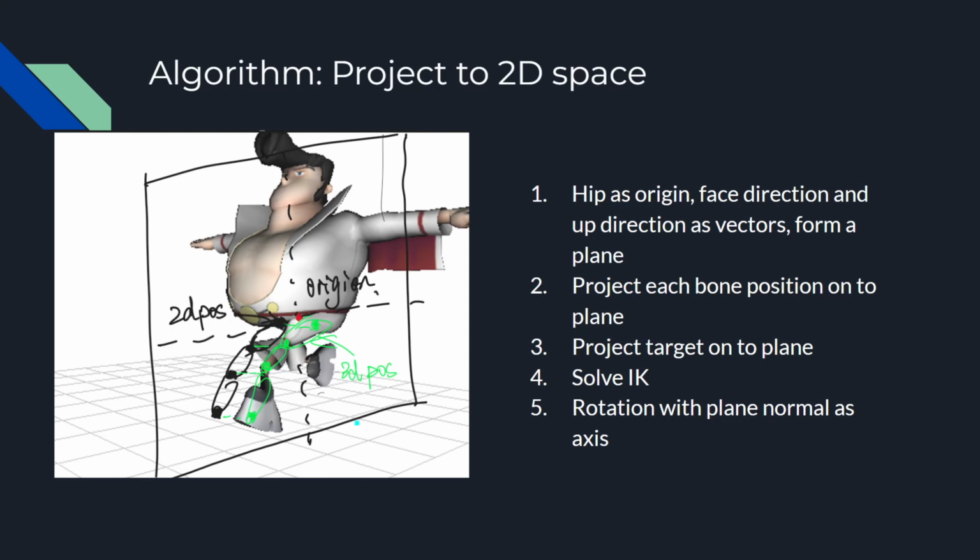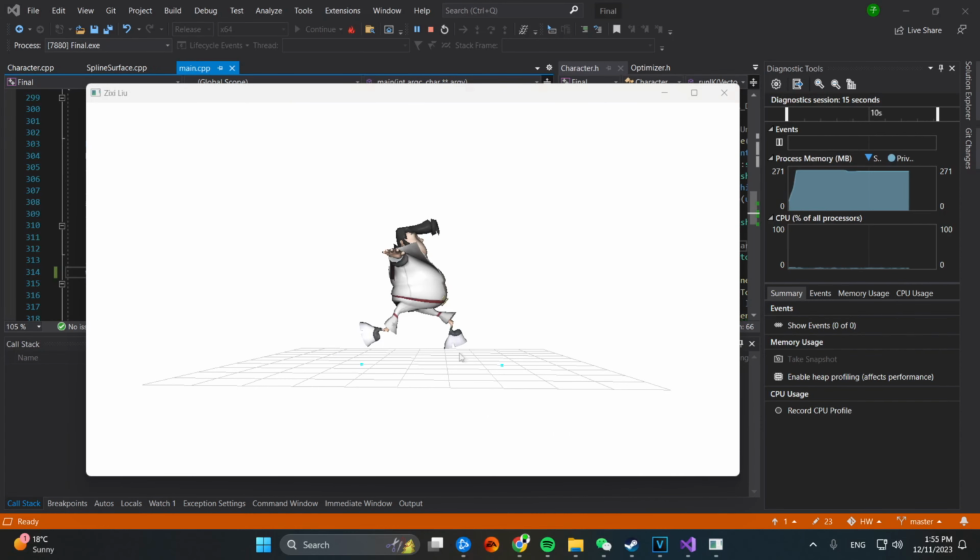So now the algorithm is pretty clear. We use the hip as the origin, and the face direction and up direction to form a plane, and then project each bone position onto the plane. Then we project the target position onto the plane, solve the IK using the algorithm in assignment 4, and then rotate the bones with the plane normal as the axis. Now I will be showing some demos.